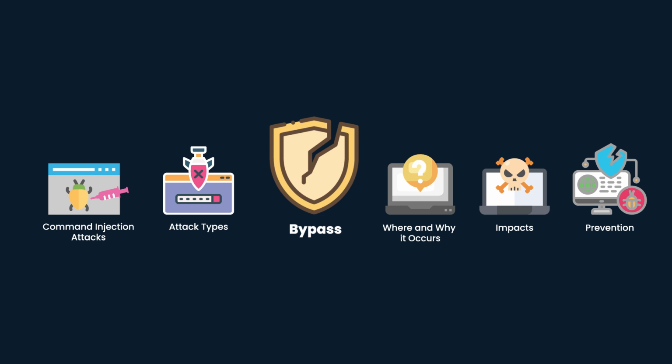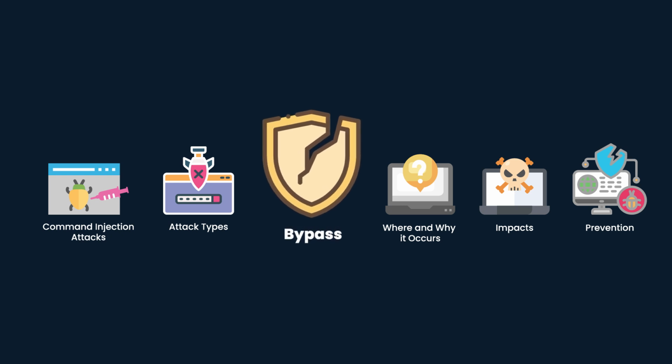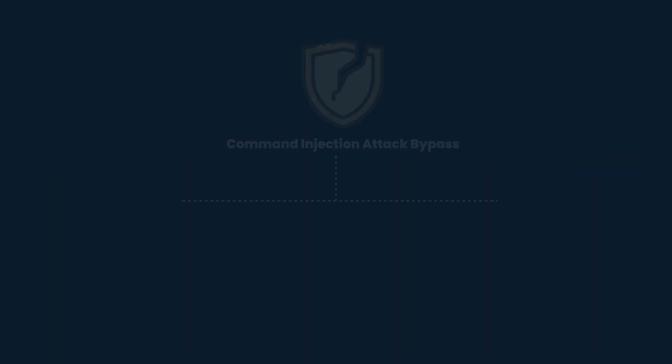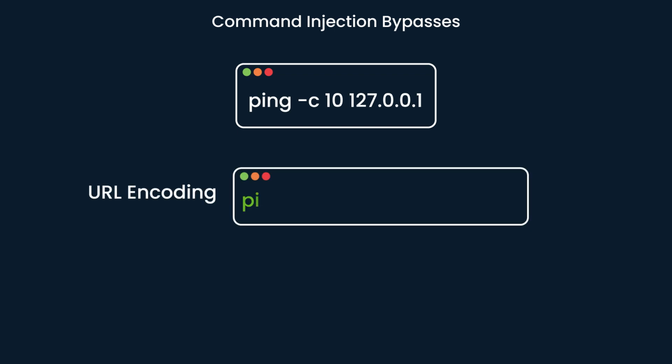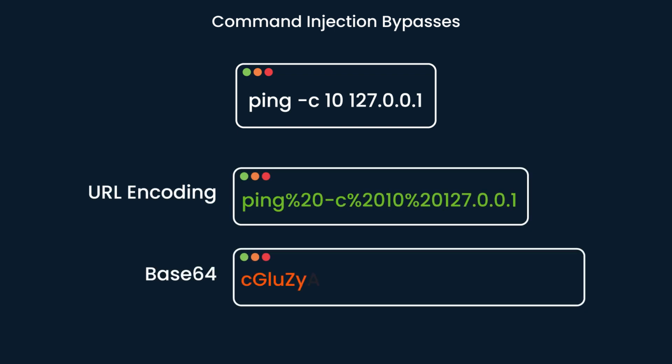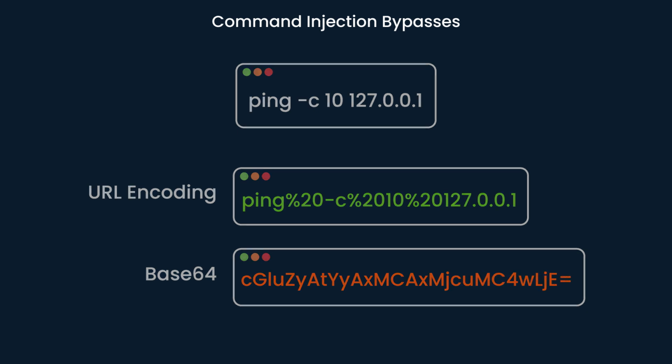Now let's check some bypass techniques to evade basic input validation measures. Weak defenses against command injection vulnerability can be bypassed using common methods such as encoding payloads, where an attacker can encode the payload in formats such as URL and base64 to bypass filters.